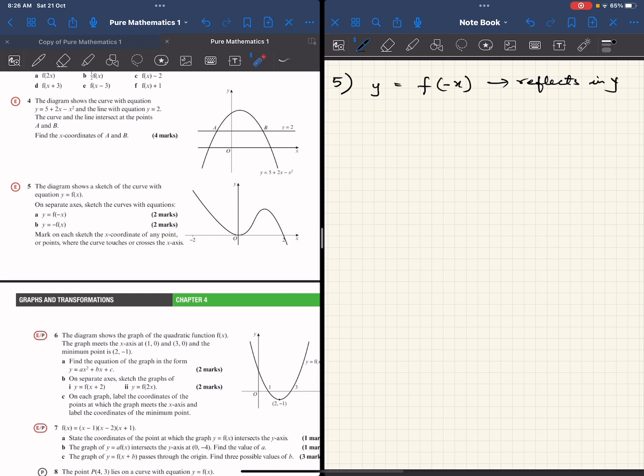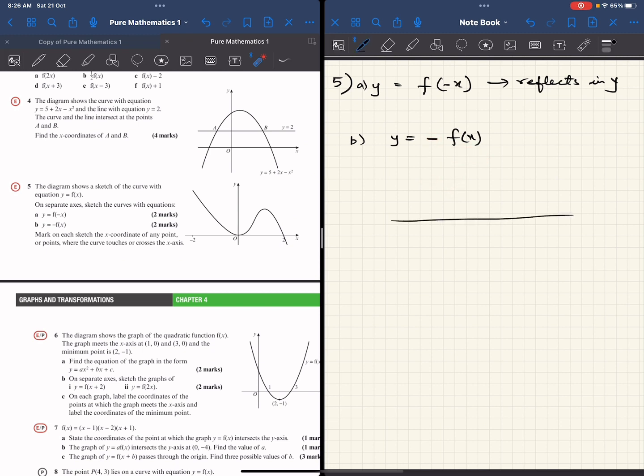Moving on to part B. So part B is y is equal to minus f(x). f(x) is nothing but y. So when we are doing minus f(x), we are negating the y value.